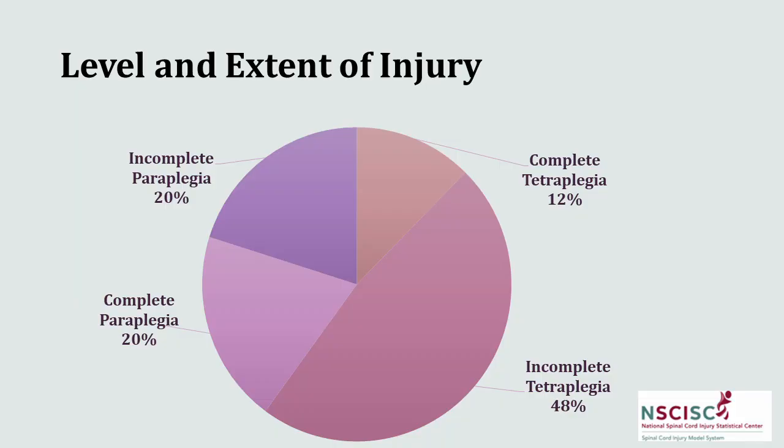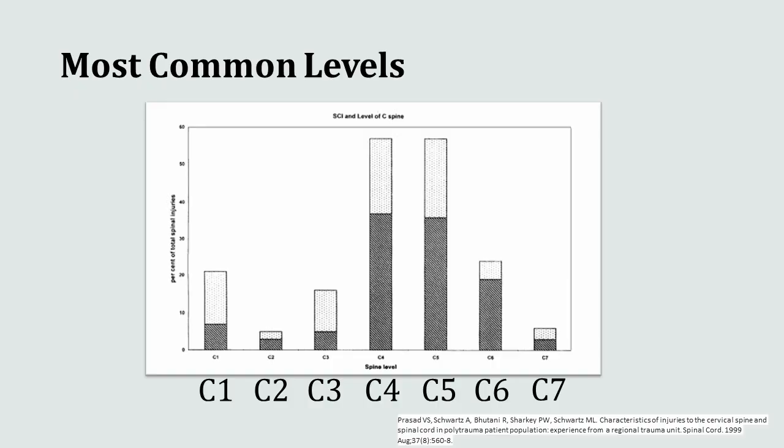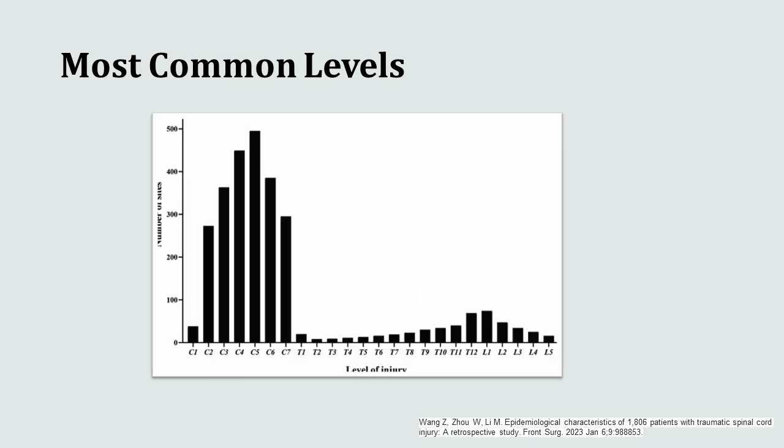So when we talk about the level and extent of injury, just on a population level, we know that the hand is affected in more than 50% of individuals with spinal cord injury. And this was derived from a study in 2023, so we know it's recent. In terms of the most common levels, the studies will vary, but they tend to show that between C4 and C6 are the most common levels, and that tends to be represented over and over again through the literature.